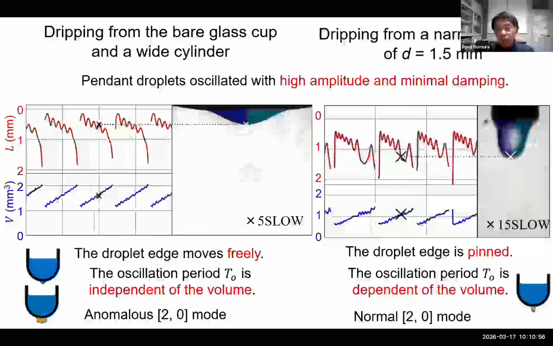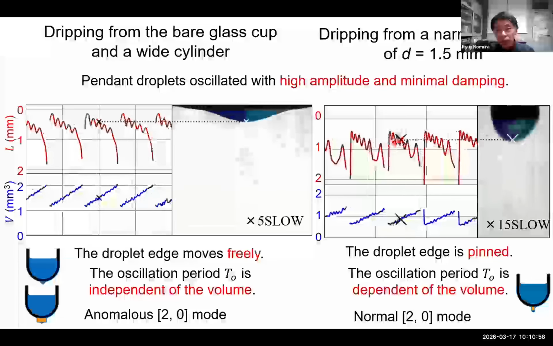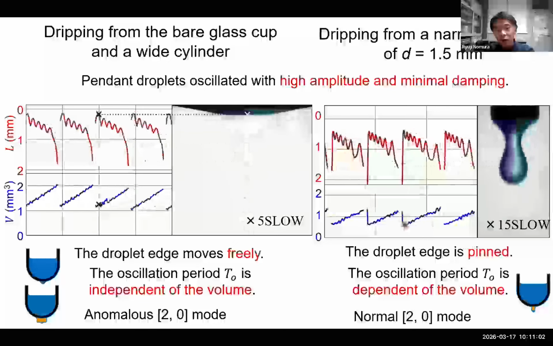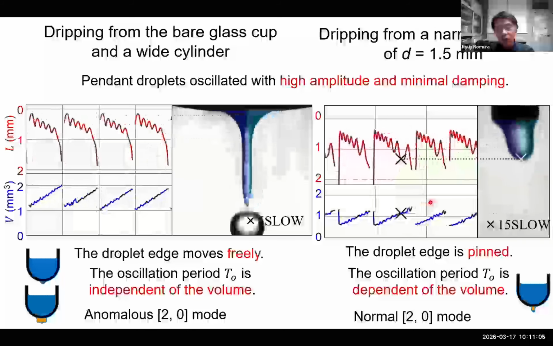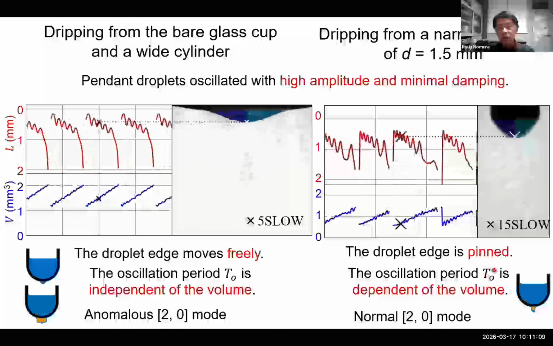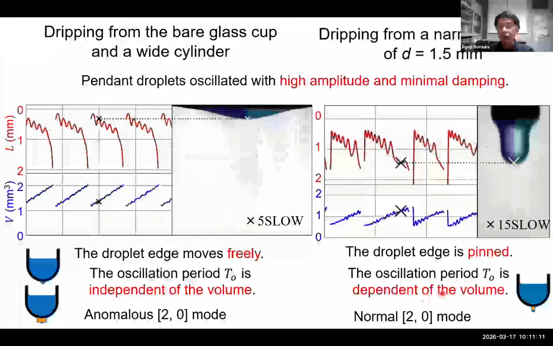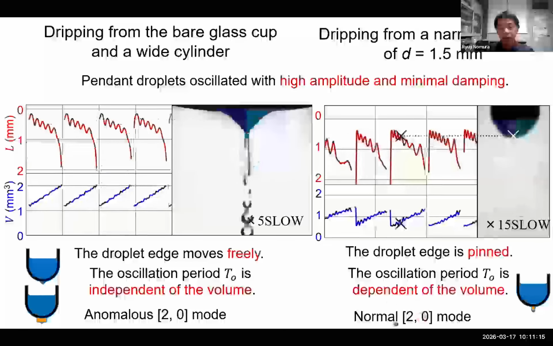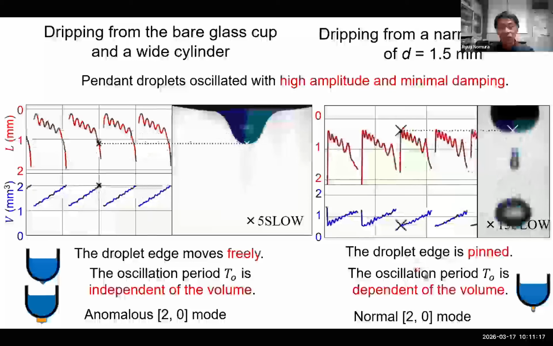But for this pinned case, as you see, the oscillation period becomes longer as the droplet volume increases. So in this pinned edge case, the oscillation period T0 is volume dependent, and this is similar to the oscillation of water droplets. So I call this normal 2-0.